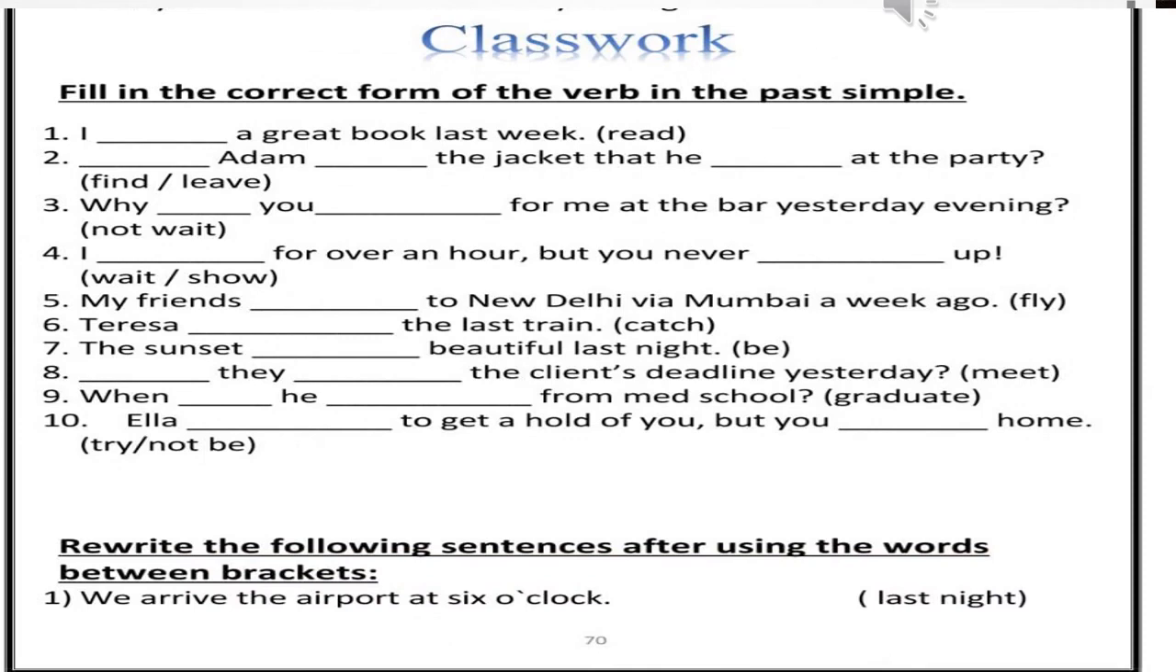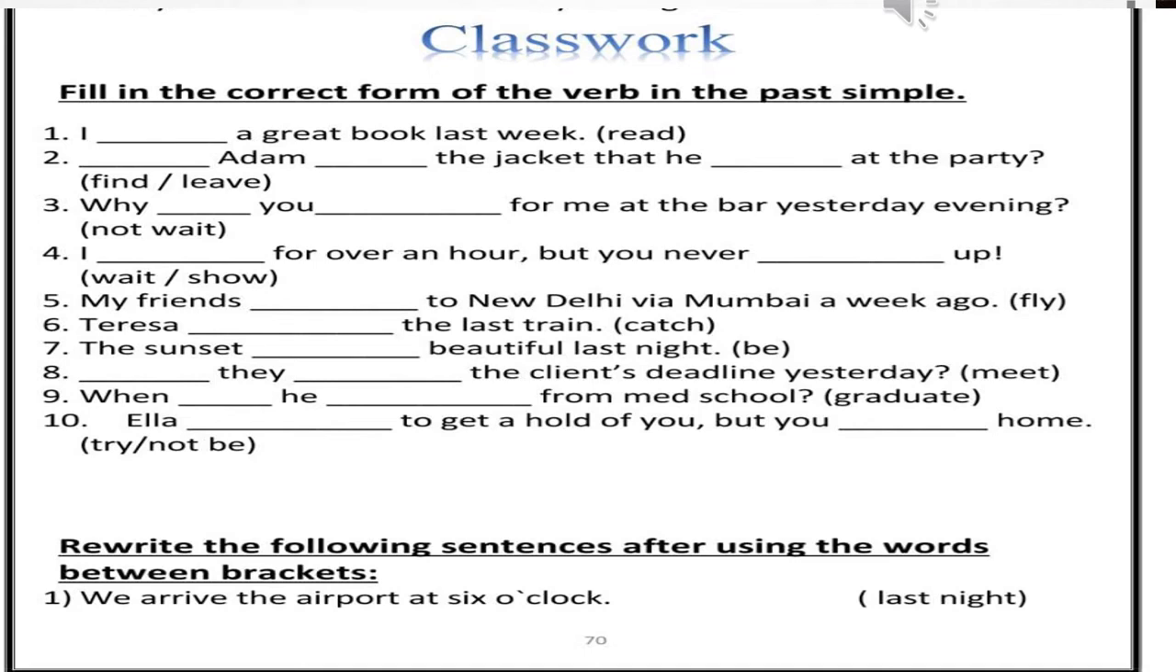Okay, now let's answer the questions in classwork. Fill in the correct form of the verb in the past simple. Question number one. I dot dot dot a great book last week. I read. Number two. Did Adam find the jacket that he left at the party? Number three. Why dot you dot for me at the bar yesterday evening? So it's gonna be, why didn't you wait for me at the bar yesterday evening?